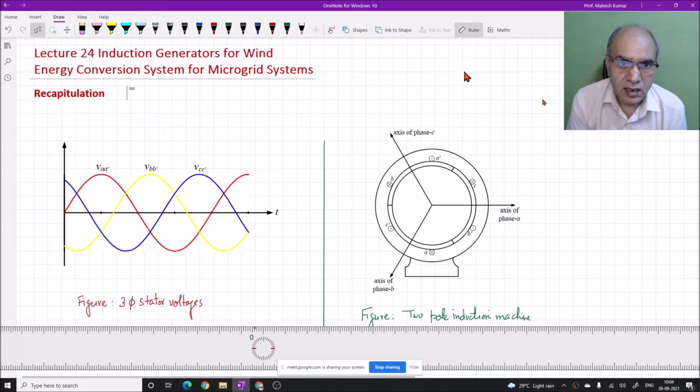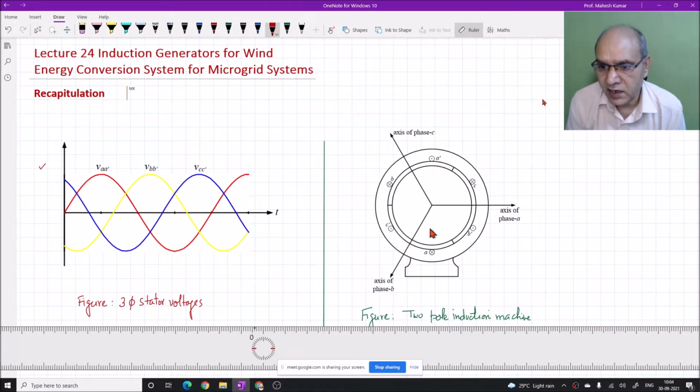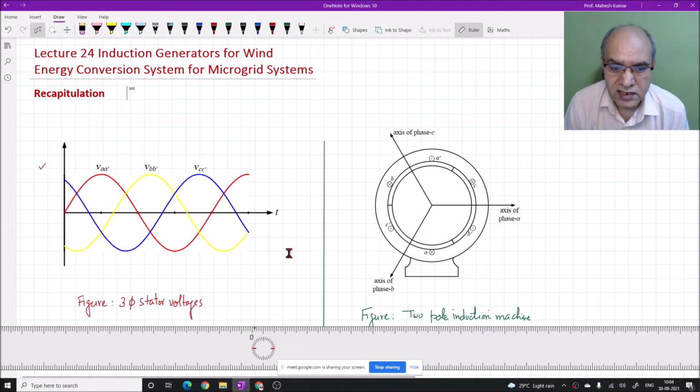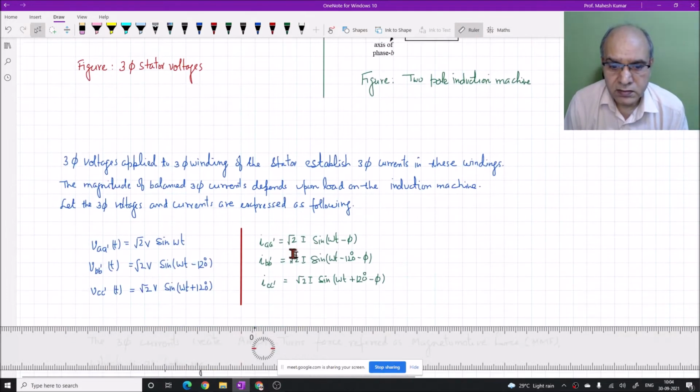If you remember in the previous class, we said that if we have a three-phase system, as you can see on the left-hand side of this presentation, and these three-phase voltages are applied to the stator winding AA', BB' and CC', then due to the mechanical load and its reflection on the primary side, there are stator currents which are given by these expressions for these values of voltages.